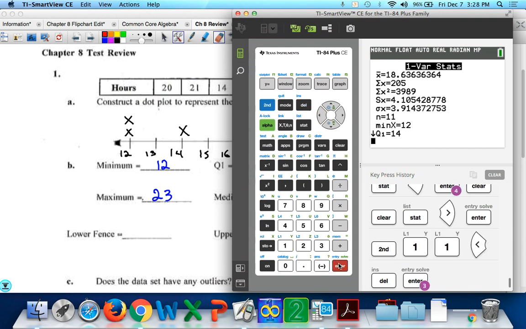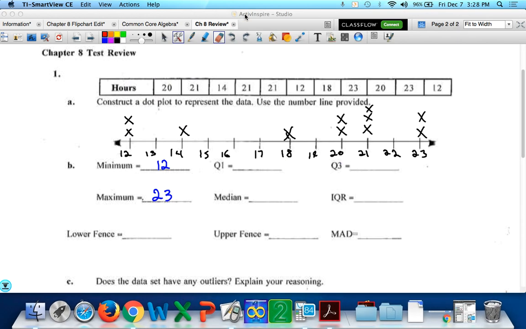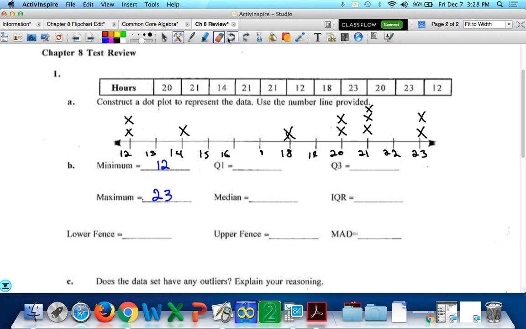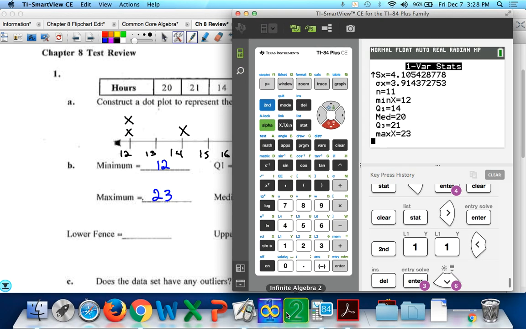Now when we calculate, we get a whole bunch of stuff that pops up here. Okay? What we're most interested in is down here with our 5-number summary. Q1 is 14. Q3 was 20. Oh, I'm sorry. Q3 was 21. And our median was 20. Double check that because I just messed it up, I think. Nope, got it right. Okay. And again, it reassures us our min was 12 and our max was 23.